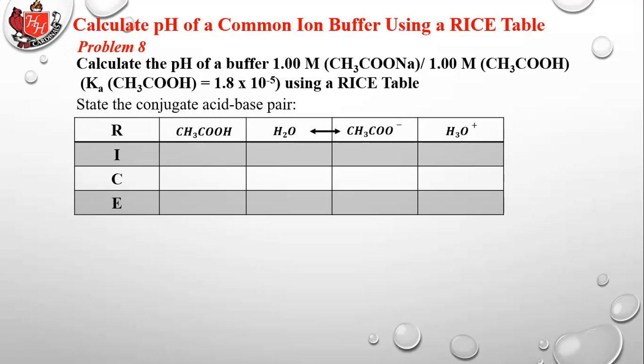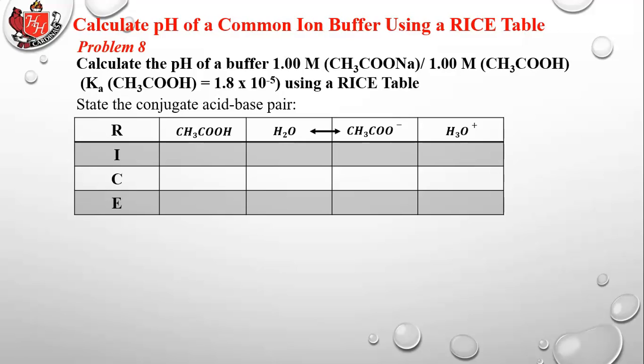All right, problem 8. Calculate the pH of a buffer of 1 molar CH3COONa and 1 molar CH3COOH. You've got to have a Ka value of the acetic acid, the CH3COOH, right there. So we're going to do it using a RICE table. Now, what do you recognize about this?